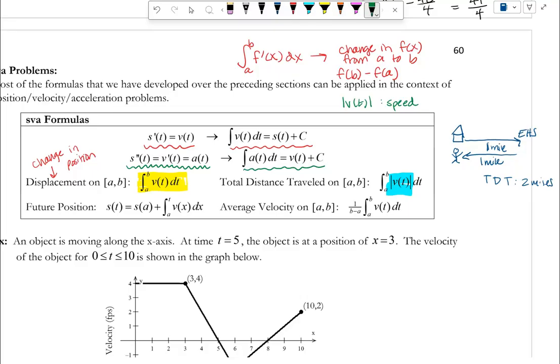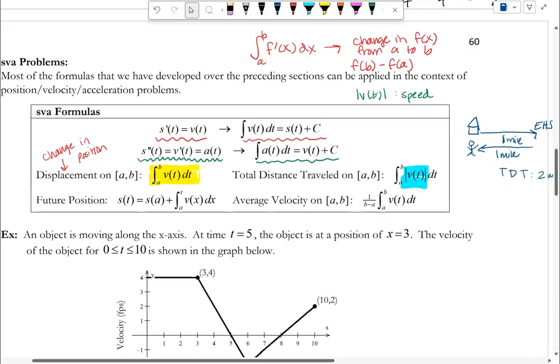So it's really critical that we understand the difference between displacement and total distance traveled, and that we are careful when we read questions that could be about either or both of those things.